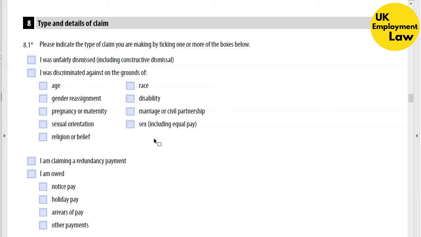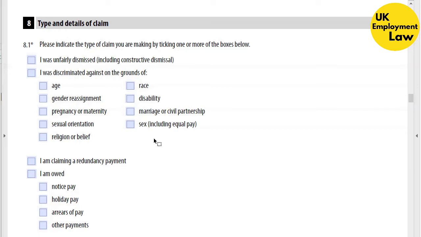If you are unsure, you can of course either seek legal advice or may prefer to claim this head of discrimination. Now back to section 8.1. First box is about unfair dismissal. This includes constructive unfair dismissal. You can only bring an unfair dismissal or constructive unfair dismissal claim if you have at least 2 years' service.